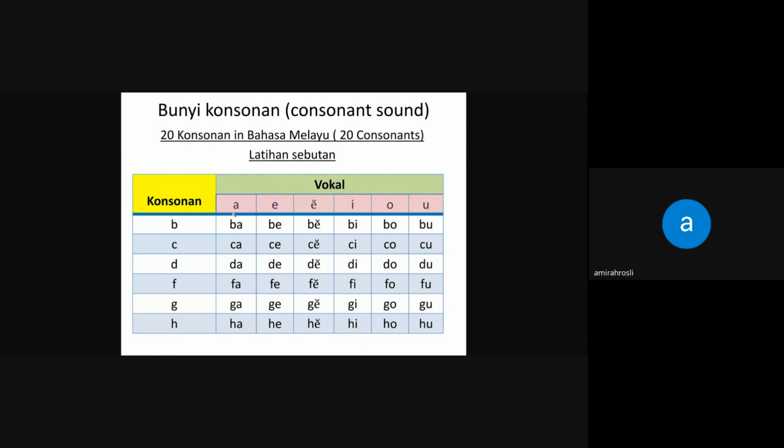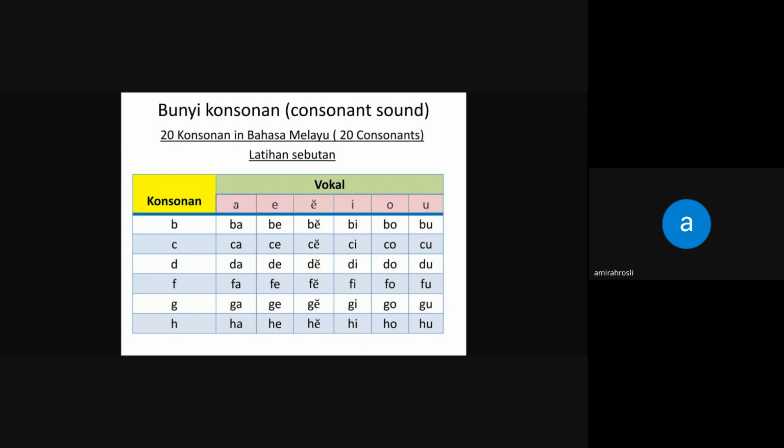We have A, E, I, O, U. In English we say U as in umbrella, U for under. But the sound of U in Malay is going to be oo, like ooh la la. So we pronounce it as oo.